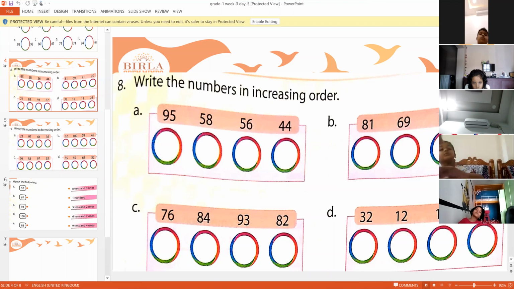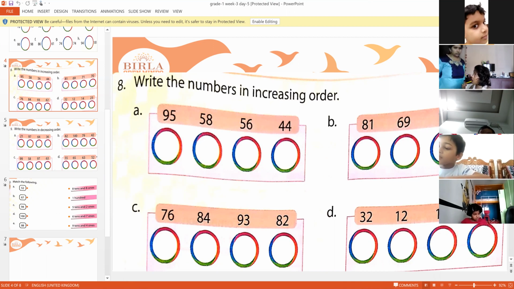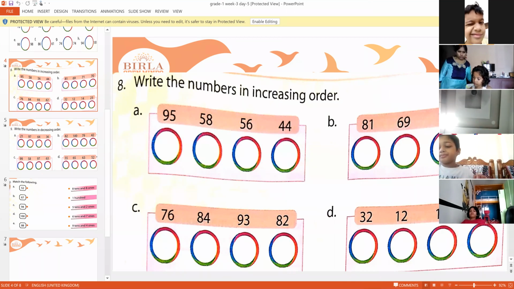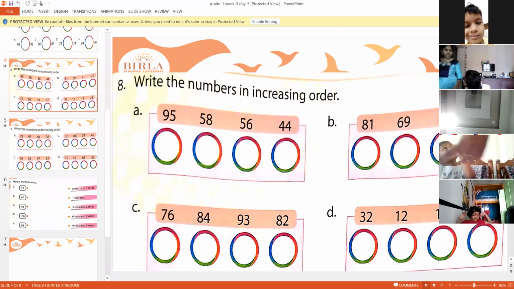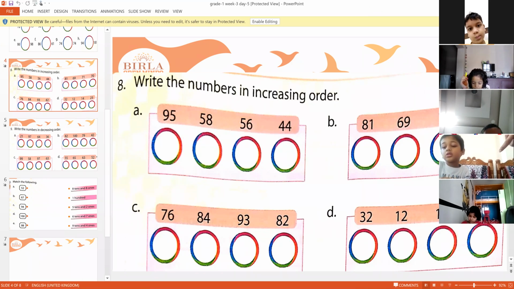we'll come to bit number A. Bit number A, the question is 21, 97, 64 and 36. Numbers are 21, 97, 64 and 36. And we have to arrange these numbers in decreasing order. Decreasing order means from biggest to smallest. Yes, from biggest to smallest.